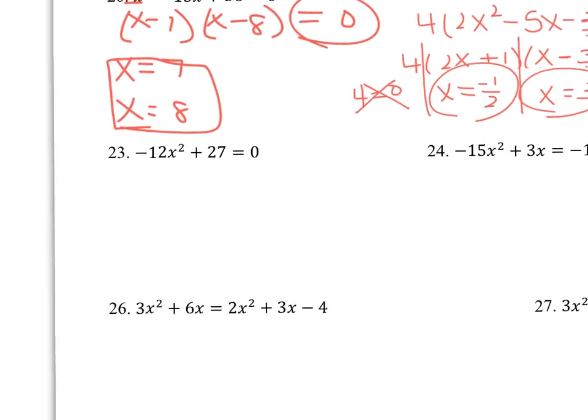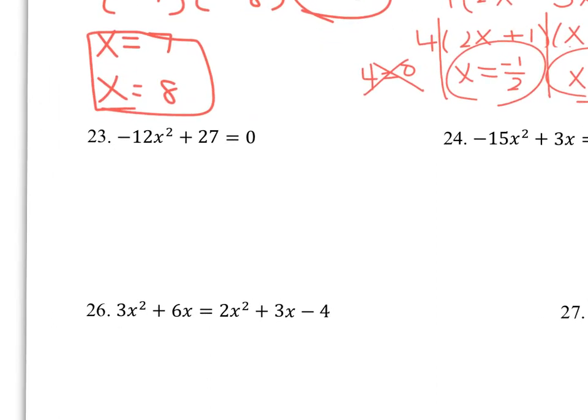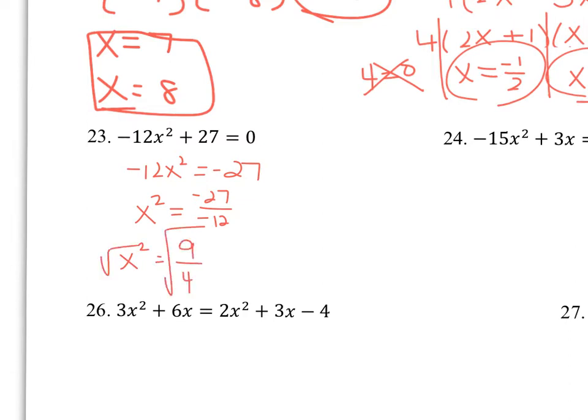If I look at the next one, again, my brain instantly sees I don't have to factor this because I don't have an x squared and an x. So I can just instantly subtract 27 from both sides. And then divide by negative 12. So negative 27 divided by negative 12, I'm just going to clean that up first before I do anything else. That's 9 over 4. I'm now going to square root. So x equals plus or minus 3 over 2.